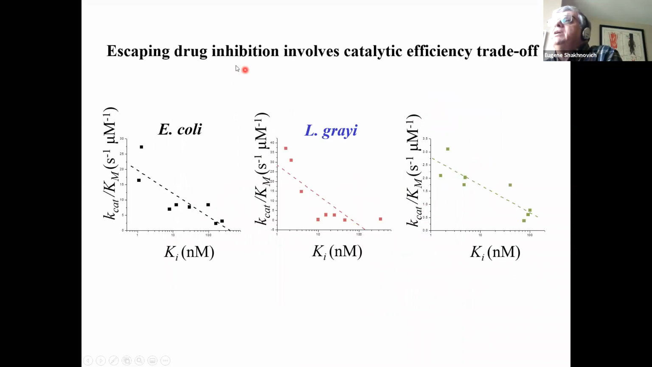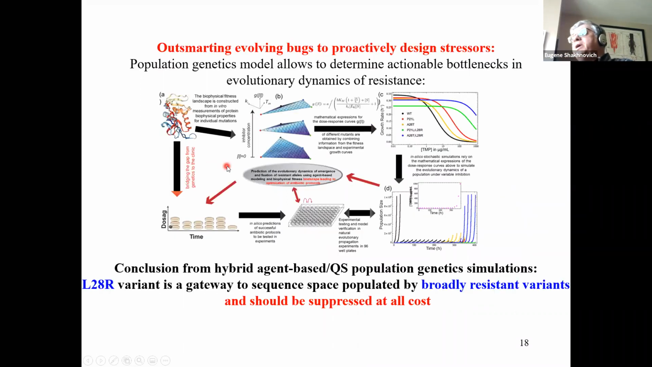And interestingly, there is definitely a trade-off between escape of drug inhibition, meaning that it doesn't bind trimethoprim as strongly, and catalytic activity. So if it wants to escape inhibition, it has to sacrifice catalytic activity. So now we tried to make a step further and to use population genetics, quasi-species with noise simulations, to predict the succession of mutants which are now known.